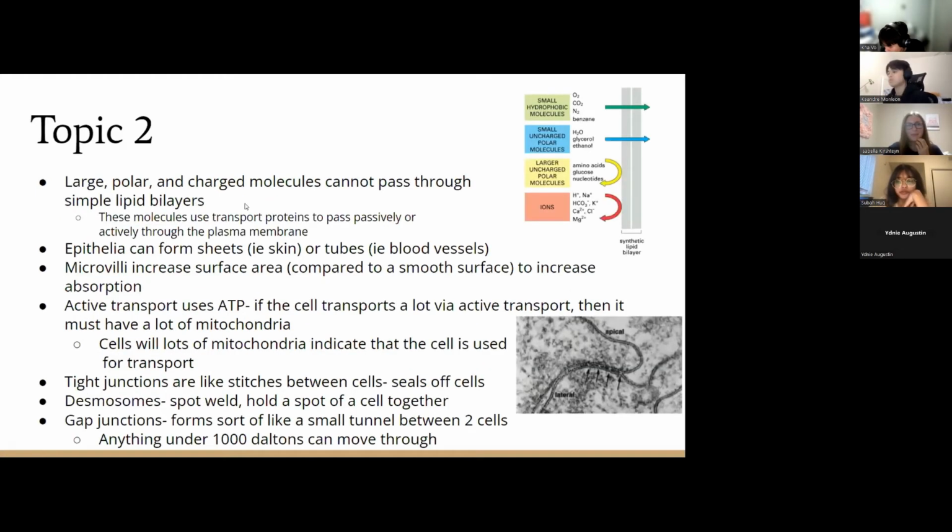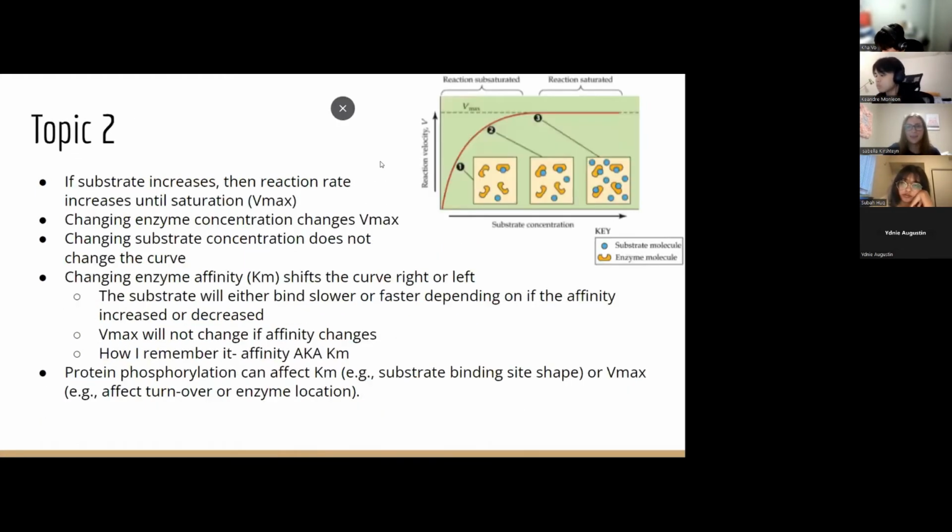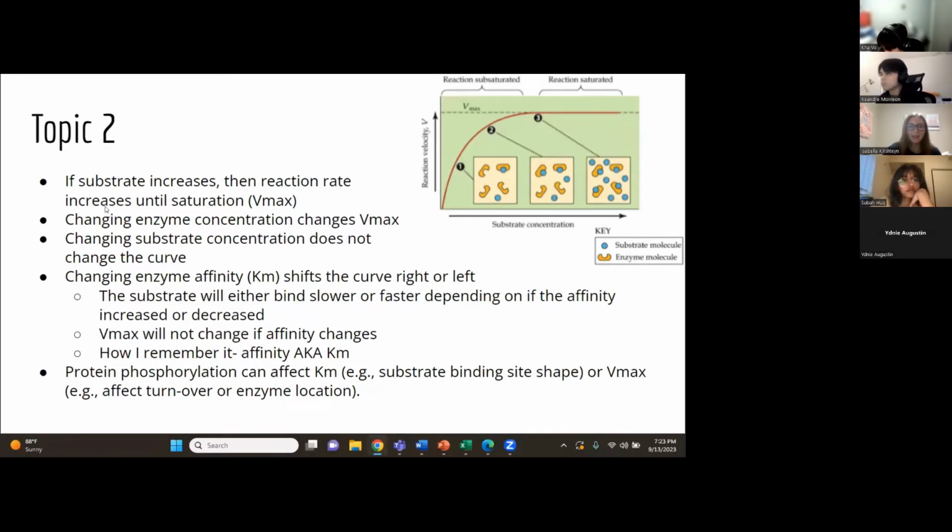Okay. And then next, we're going to go over enzyme kinetics. If substrate increases, then the reaction rate will increase until saturation, or Vmax here. That's basically what this whole graph is showing: substrate concentration. As we increase substrate concentration, the reaction velocity increases until we reach saturation.